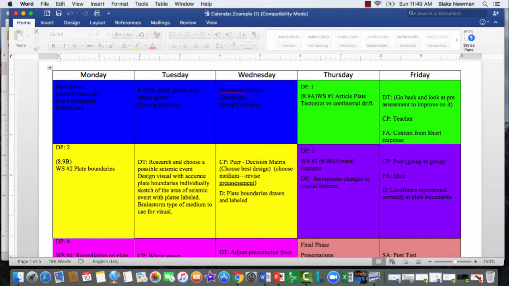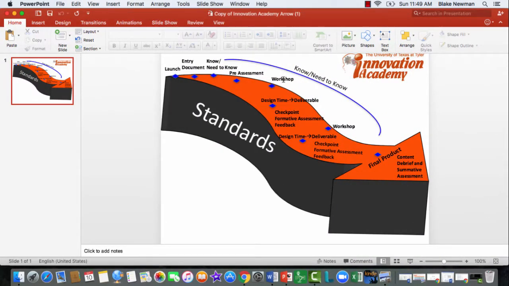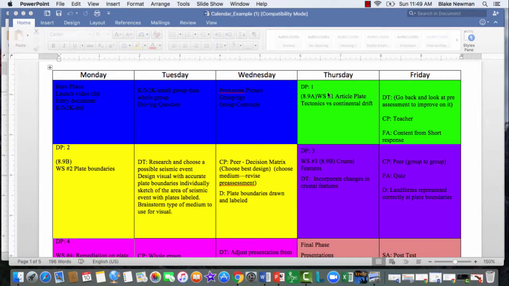So you have your pre-assessment, you have group contracts. So once you get through this project, you're going to have your first workshop. So right here, it says workshop. So your workshop is your TEK, whatever your TEK is.